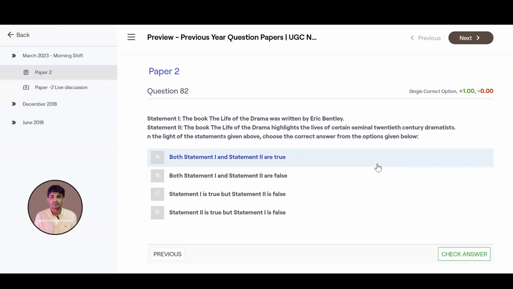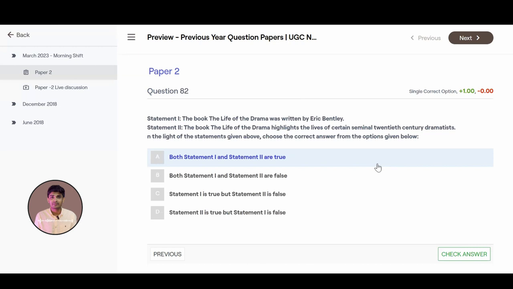82nd question. Again, an assertion-reason type statement question. Statement one: the book The Life of the Drama... completely wrong, ignore the mistake, pardon. The book The Life of the Drama was written by Eric Bentley. Statement two: the book The Life of the Drama highlights the lives of certain seminal 20th century dramatists. In the light of the statements given above, choose the correct option from the given options below.